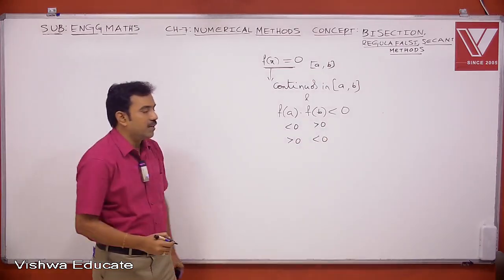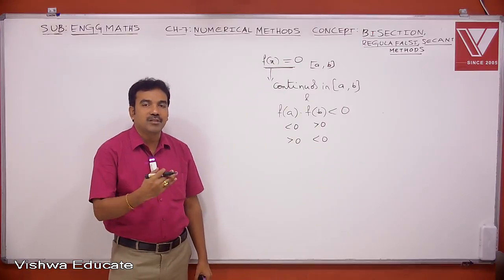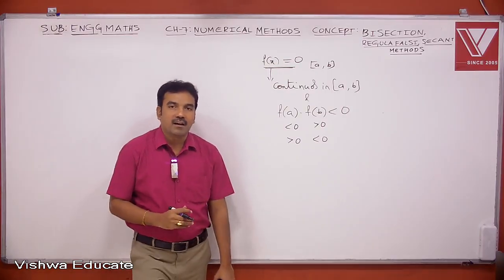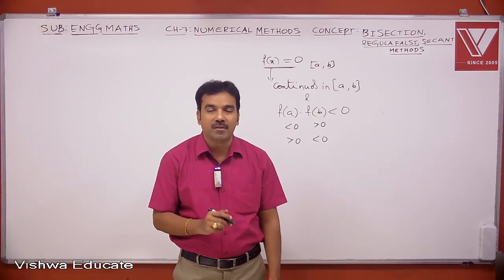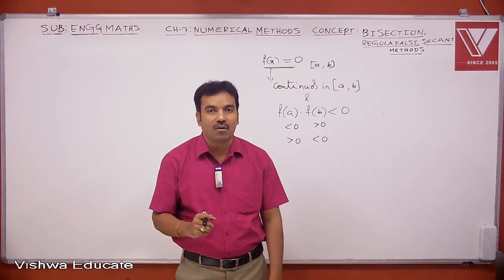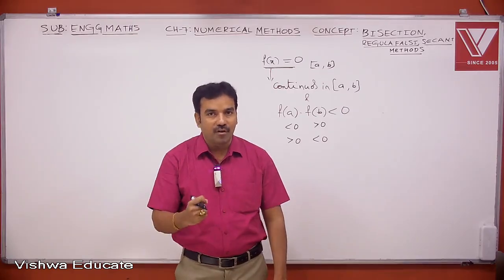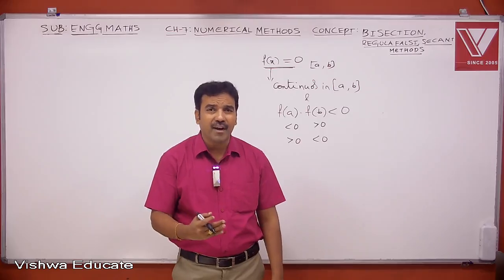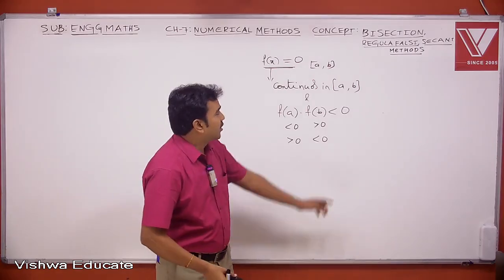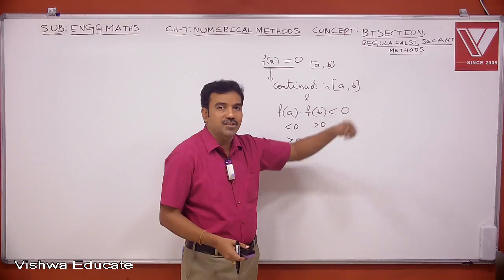Since the graph is continuous and the function takes opposite signs at the endpoints, the graph must cross through the x-axis at least one time in open interval a comma b. And that crossing point is called the root of this equation f of x equal to 0. In fact, this is called intermediate value theorem. Now, this is the base for the next two methods, bisection and regula falsi methods.